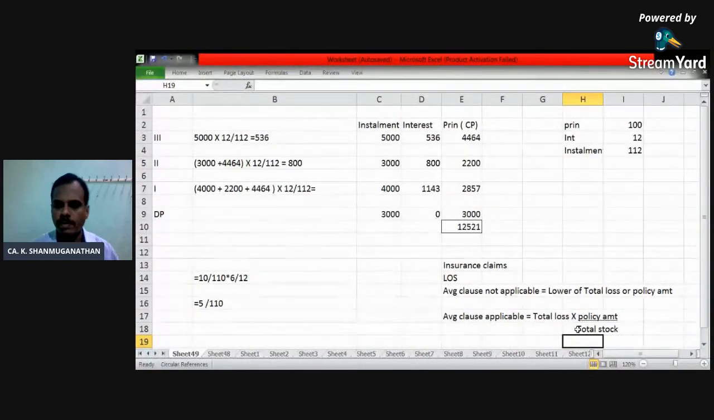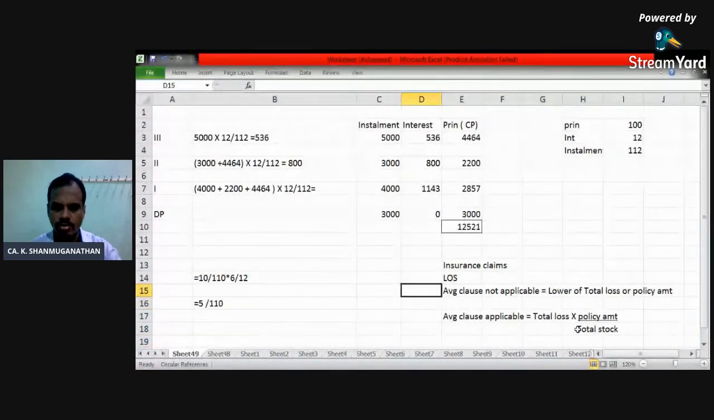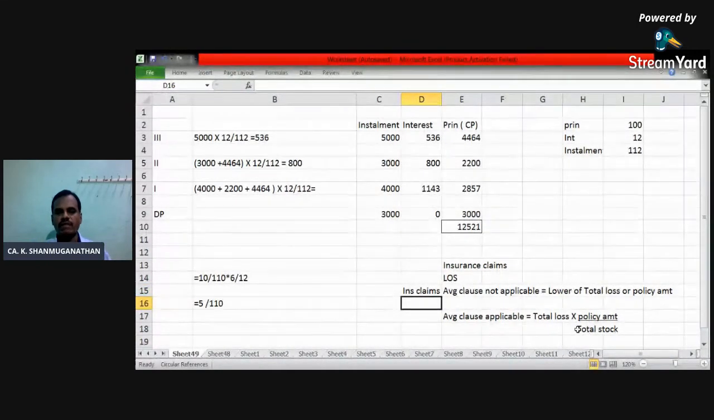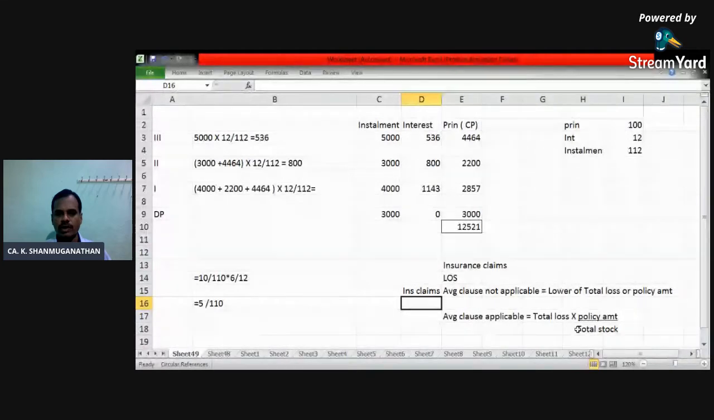Now, the most important point: what you are computing through this formula is the insurance claim in case of a loss of stock policy. Most important point regarding average clause applicability: the average clause can only reduce your claim. Let me repeat, the average clause can only reduce your claim. It cannot increase your claim.